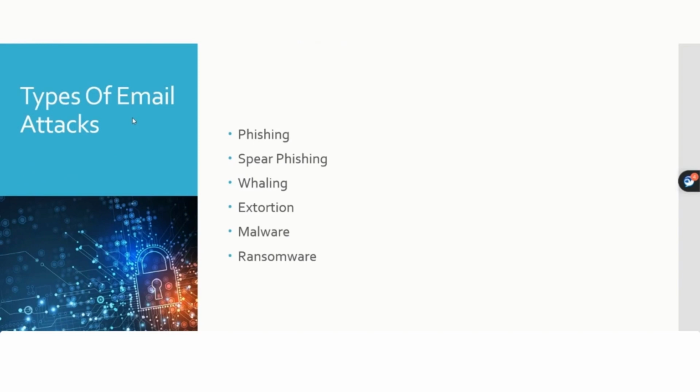The types of email attacks that exist. There's a ton, but these are the main ones. So we've got phishing, spear phishing, whaling, extortion, malware, and ransomware. And we'll break these down into each one and just the type of attacks they are.